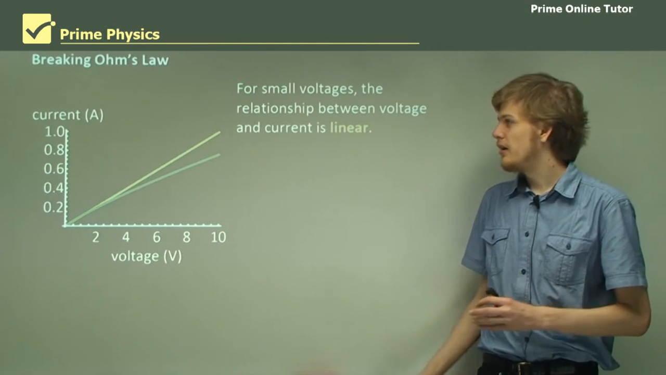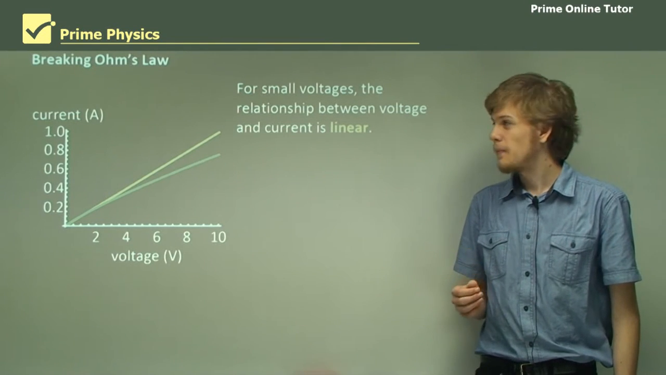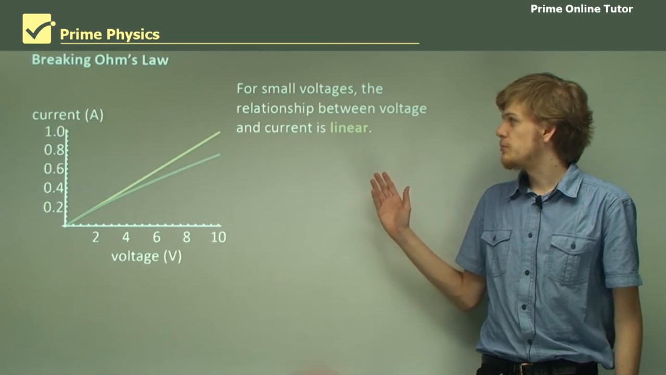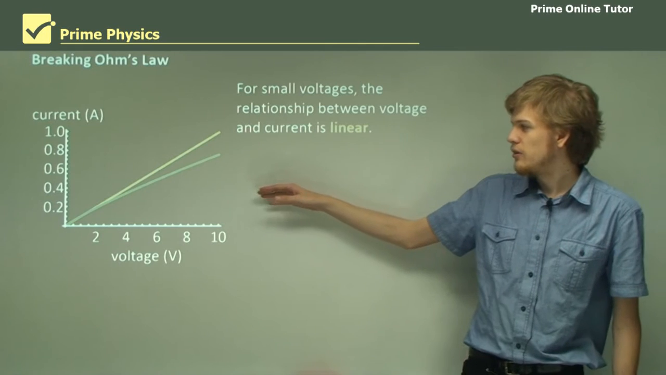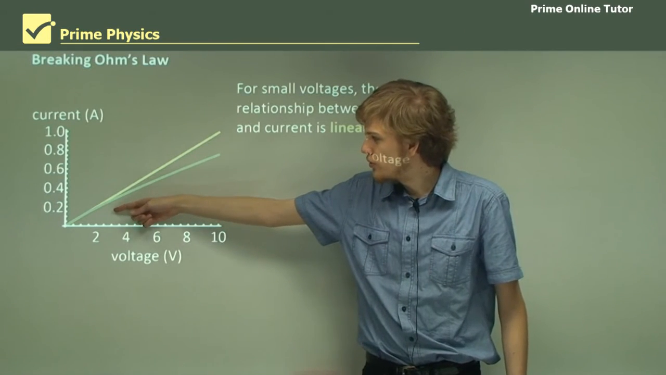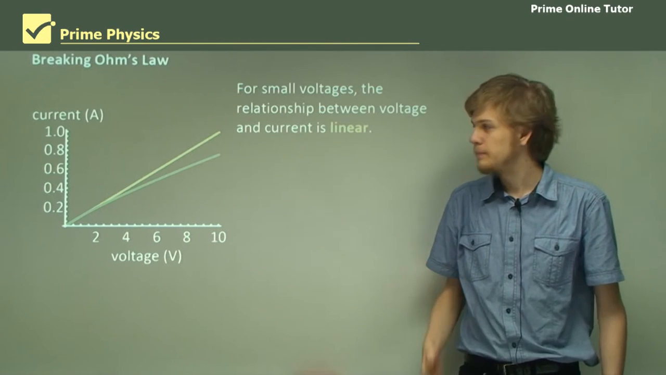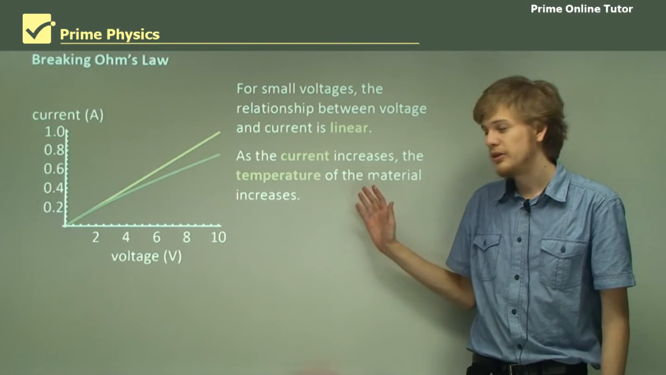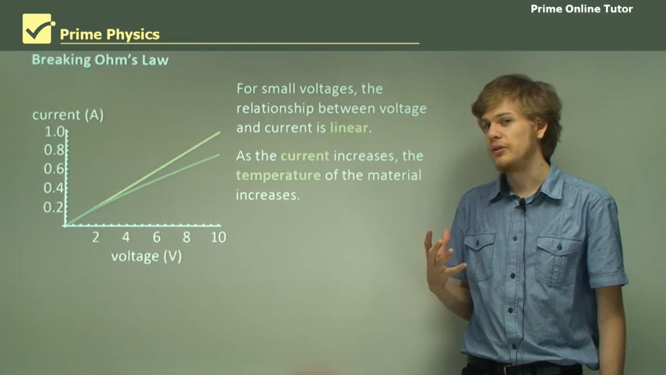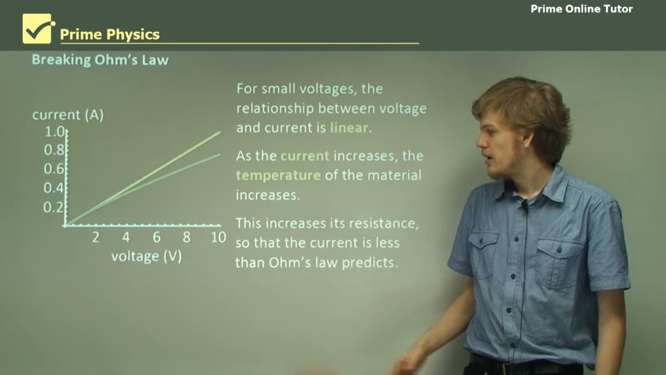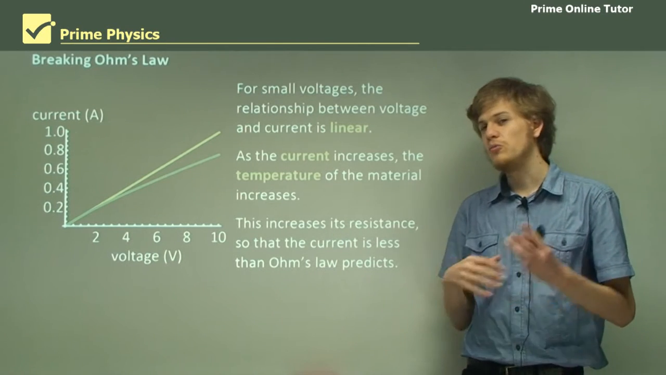This means that most materials aren't in fact ohmic resistors. For a small voltage, the relationship between voltage and current is linear. We can see at the start of this graph, when we have a voltage below about 2 or 3 volts, we have a pretty much linear relationship with the green line as well as the yellow line. As the current increases, which we can see on the y-axis, the temperature of the material increases. And that means that we increase the resistance of the material so that the current will lessen.